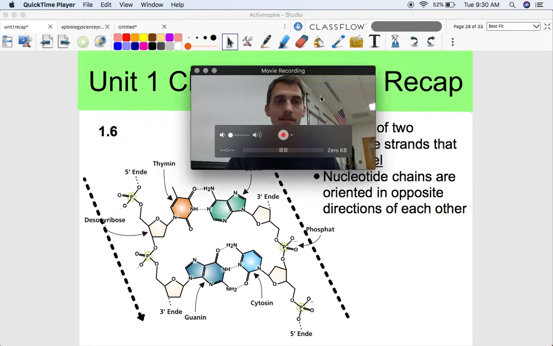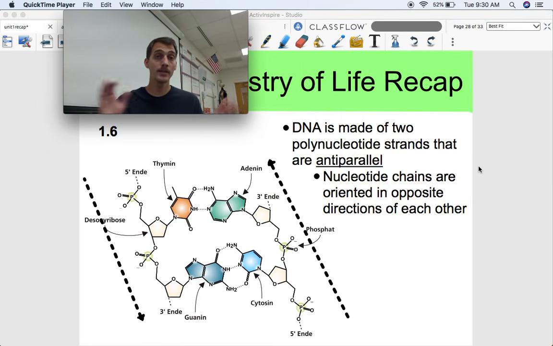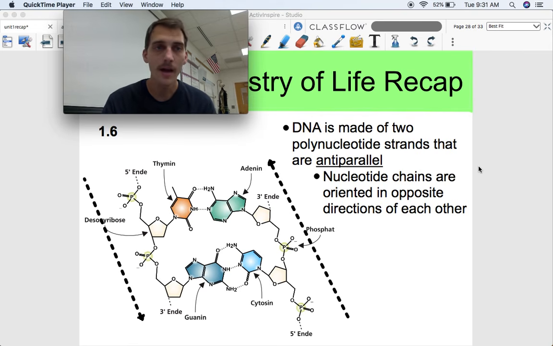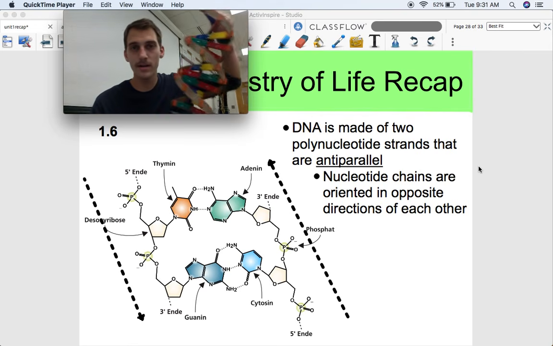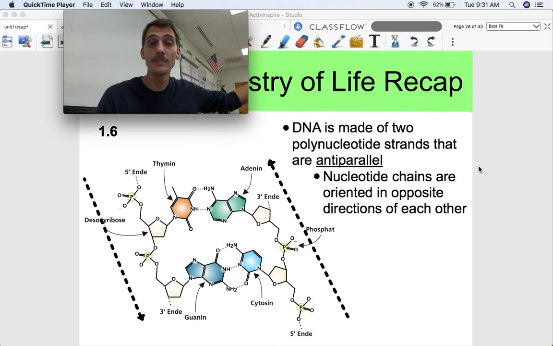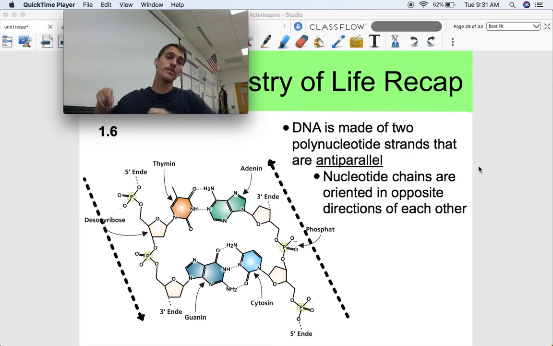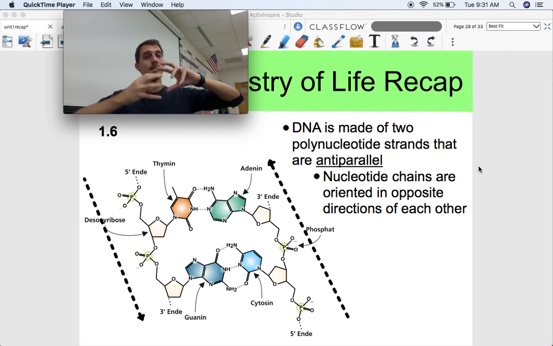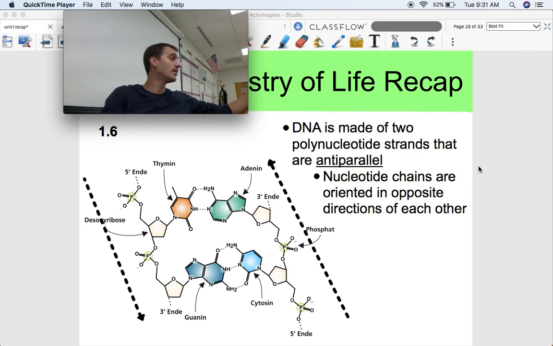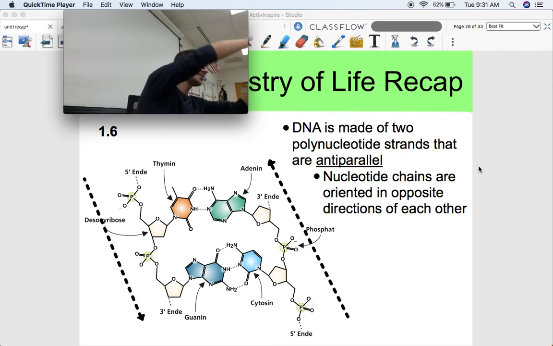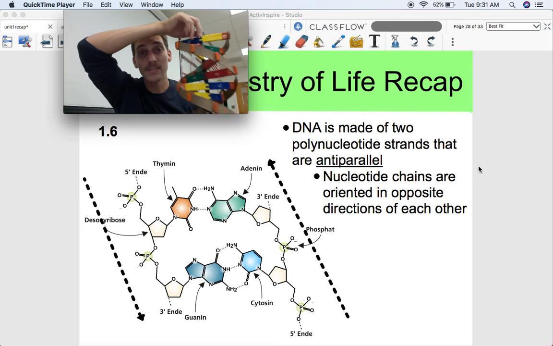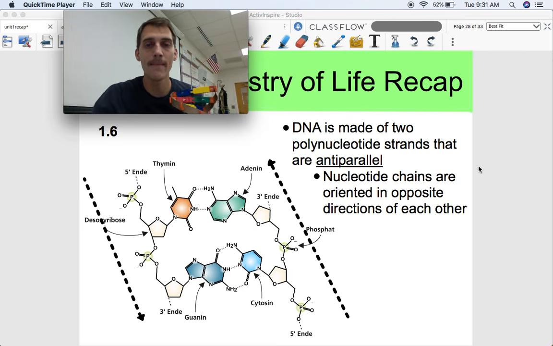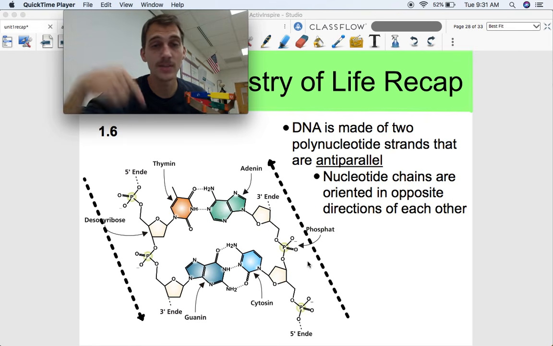All right, last piece, 1.6. We've got to talk about DNA a little bit and RNA and the differences between them. DNA, my friend right here, it's broken a little bit, but DNA is made of two polynucleotide strands. So we have two long chains of nucleotides that twist together and form what we call a double helix. What's interesting about the double helix is that these two strands are what we call anti-parallel, the nucleotide chains are oriented in opposite directions of each other.